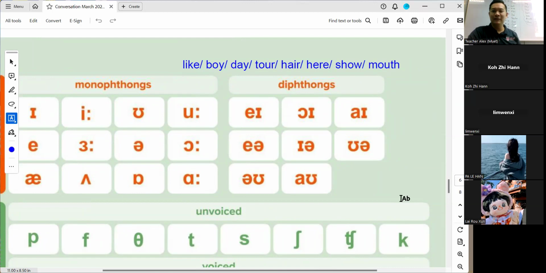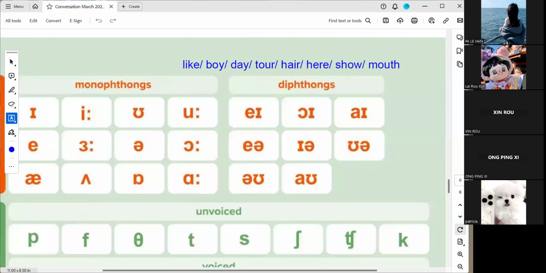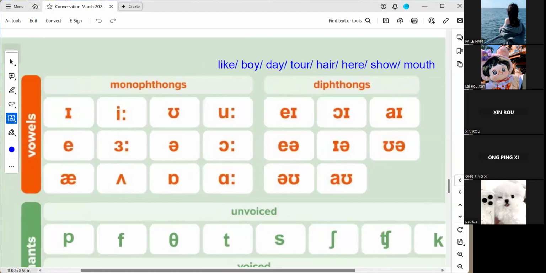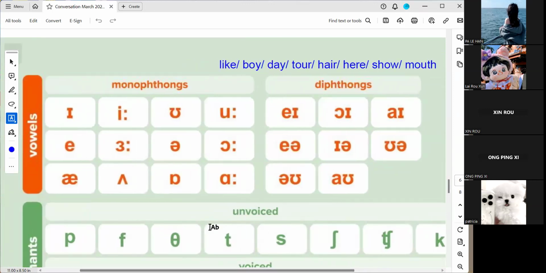Okay. Let me ask. Shihan, are you there now? Hello. Yes, sir. Okay, good. Please read monophthongs. Only one line. 1, 2, 3, 4. Okay, if you're ready, let's go.